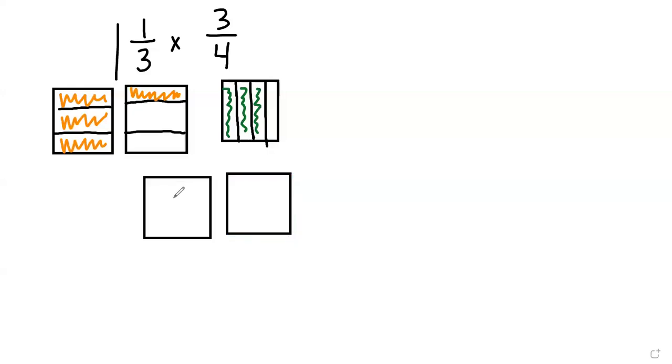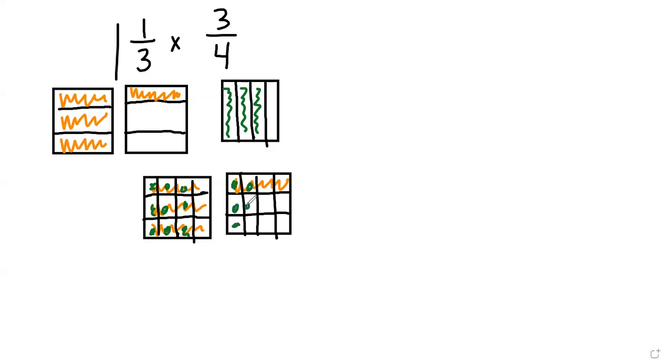So when we put these together, we're still going to have 3 rows. And then my first complete square is going to be completely colored just like it was up top. So I'm going to color it all orange. And then my second square is only going to have 1 row colored. And then for my columns, we're going to have 4 columns. And then we're going to color 3 of them on both shapes. So we're going to color 3 columns over here. And then 3 columns over here.